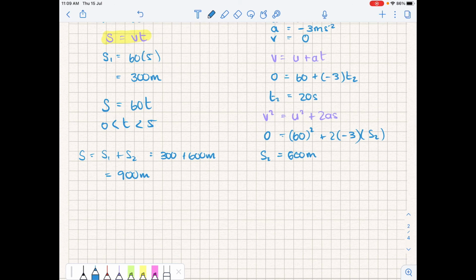Now going to the time, the total time is equal to time 1 plus time 2. That's going to be the 5 seconds from time 1 and the 20 seconds from time 2. And this will give me 25 seconds total before the car stopped.